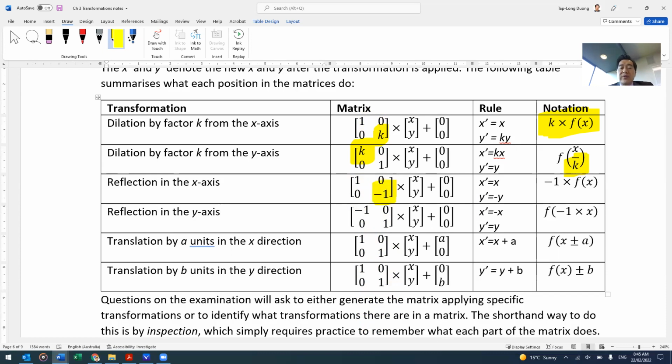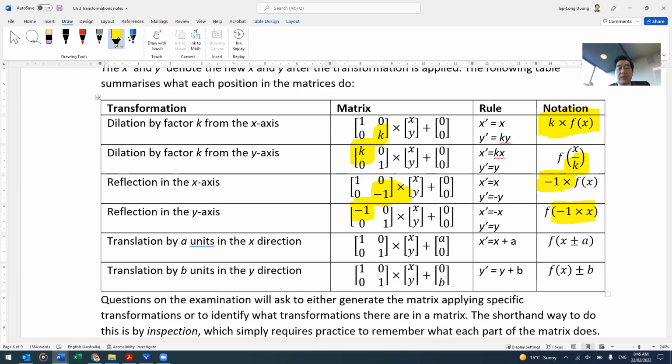Reflections. So if you reflect in the x, it was the y that changed. So the y is the one that's timesed, which is also the same thing as timesing in front. Reflection in the y, it's the x that changes, timesed on the inside. Everywhere, every x in the function, just change it to a minus.